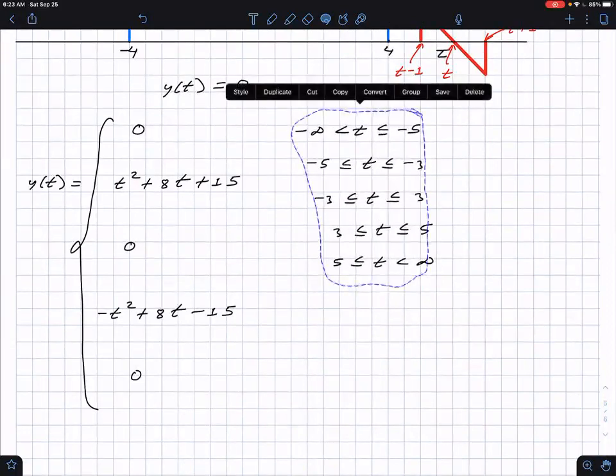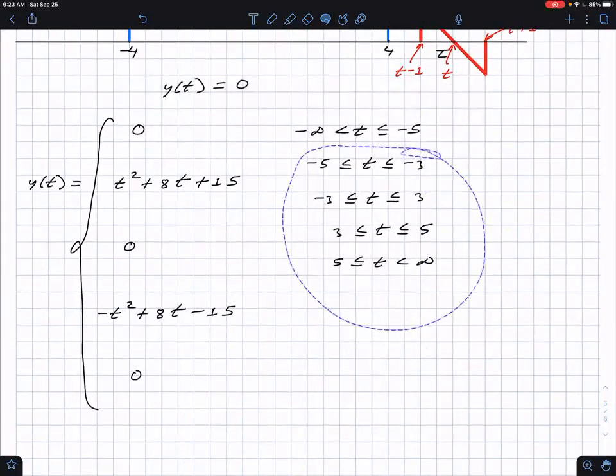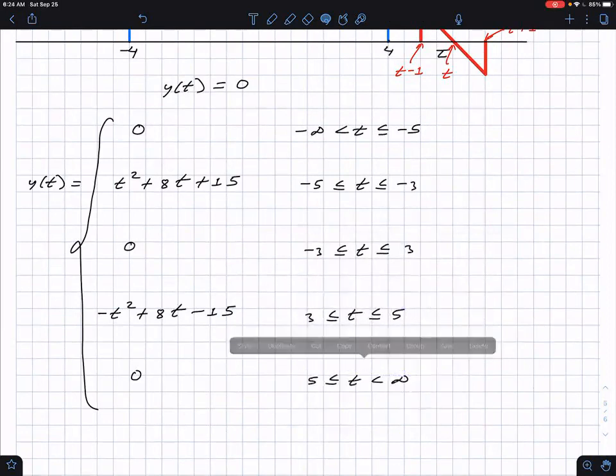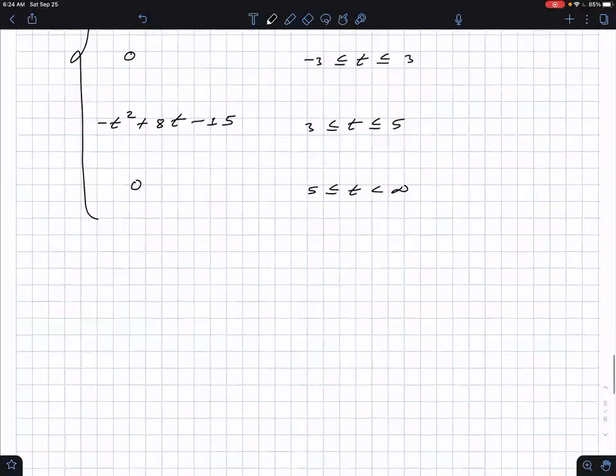Okay, so the first one is from negative infinity to negative 5. The second one is from negative 5 to negative 3. The third one is from negative 3 to plus 3. Then 3 to 5. Then 5 to infinity. So this is our expression for y of t. And what we're going to do next is sanity check to see if we made any errors.